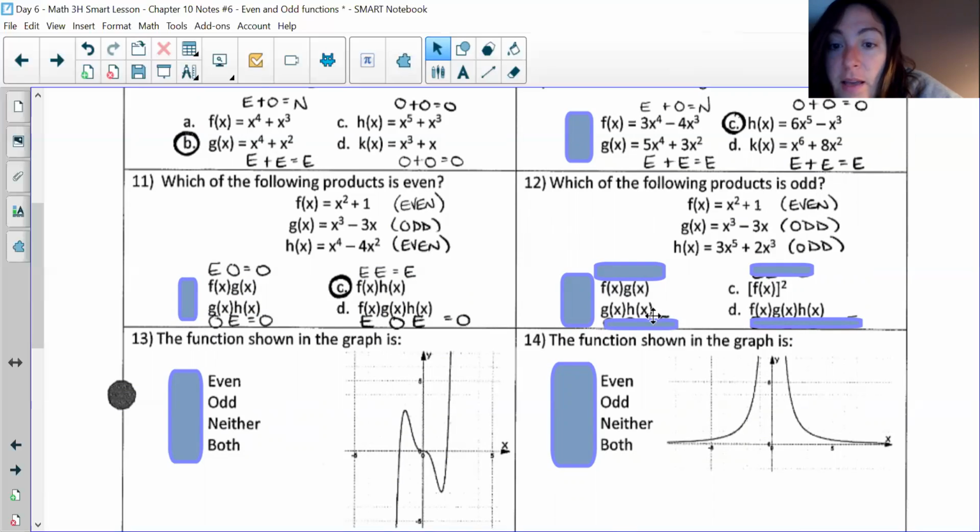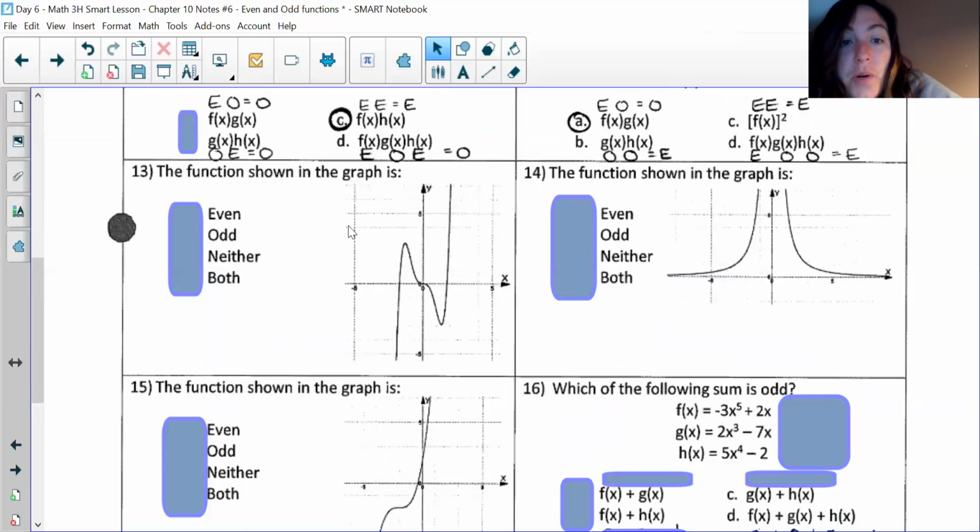So let's see, f of x times g of x, so that's an even times an odd, which is odd. F of x squared, so that's even times an even, which is even. G of x times h of x, which is odd times an odd, which is even. F of x times g of x times h of x, so that is an even times an odd, which is odd, times an odd, which is even. So our answer is A.